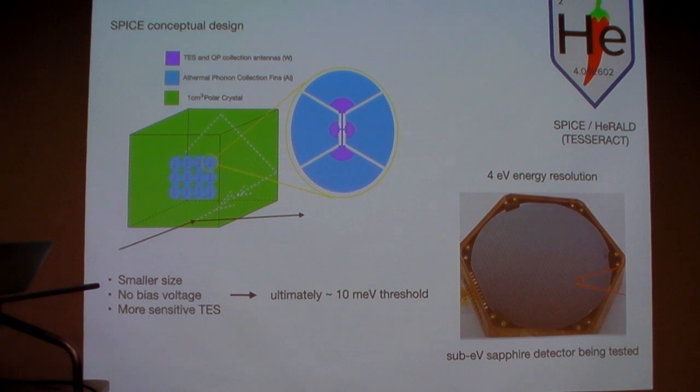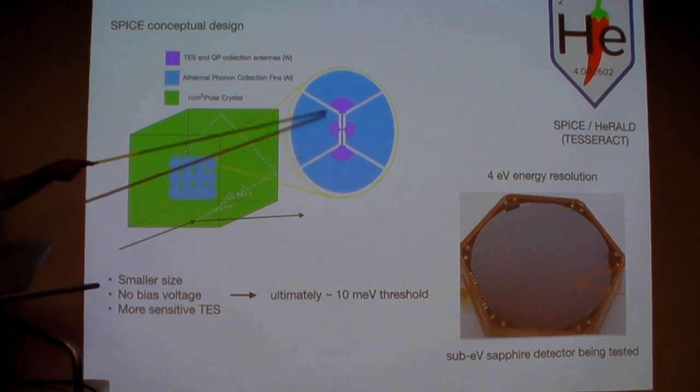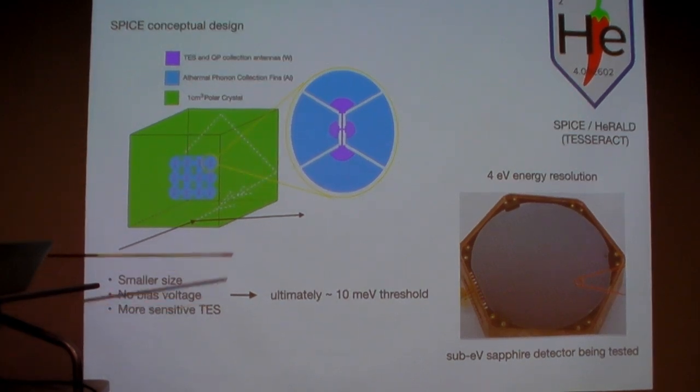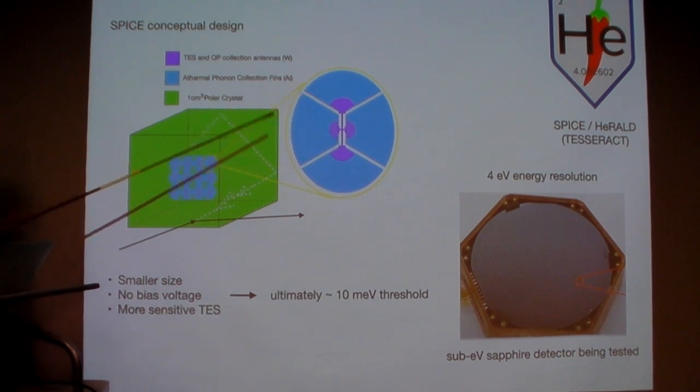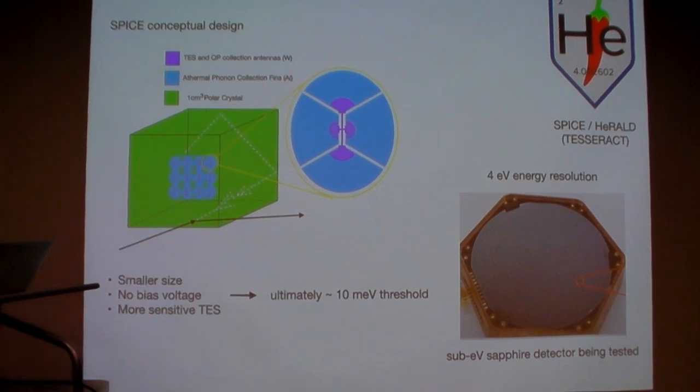And so the future version of this is something called SPICE, and this is being developed at Berkeley by Matt Pyle's group. What they're doing here is, first of all, building a much better sensor. They're making it smaller, so it has a lower energy threshold. That's this purple thing over here. These blue things are the collection fins. They look a little bit different geometrically from SuperCDMS. And they also shrink the crystal down a lot. This is like a centimeter by a centimeter by a centimeter cube.